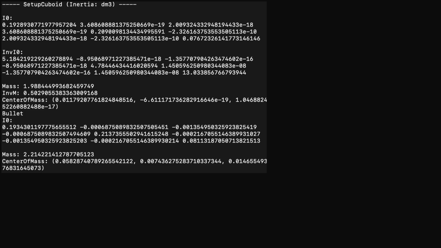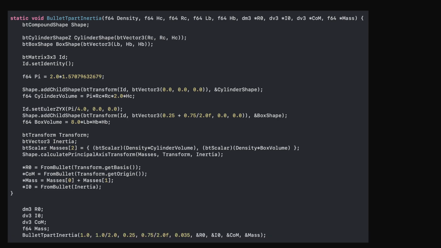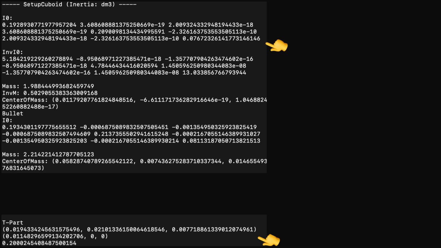When loading the screw thing into the game, I couldn't really compare it to the Bullet values, because they were only meant for convex objects. So I tried to recreate it in Bullet using the cylinder and box shapes. I specified the sizes, orientations, and positions, added them to a BT compound shape, and let Bullet compute the total inertia of the object. The values were very similar, but again not quite right.